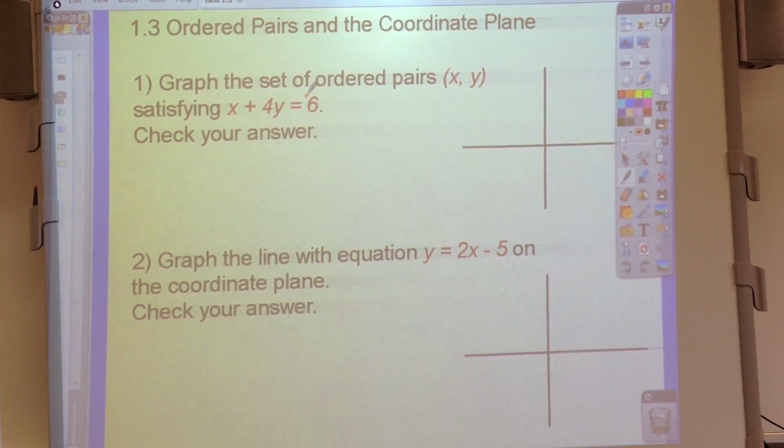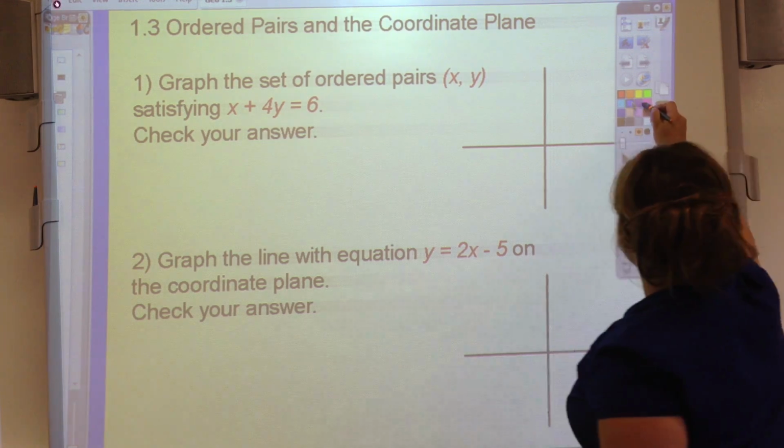So for example number 1, we are going to graph a set of ordered pairs xy satisfying x plus 4y equals 6 in order to graph that line on our coordinate plane and then check our answer by finding a third point and making sure that it is on the line. So first, let's find 2 points that are on this line.